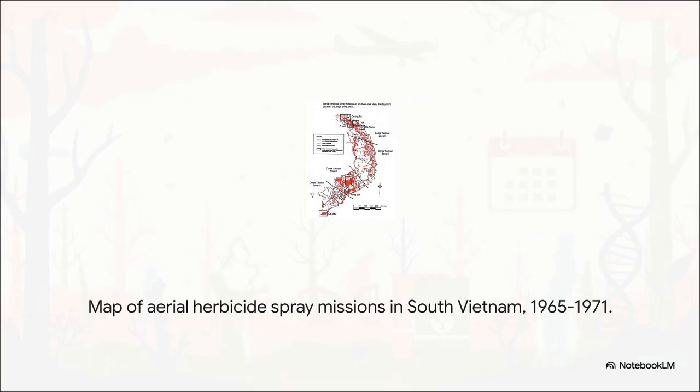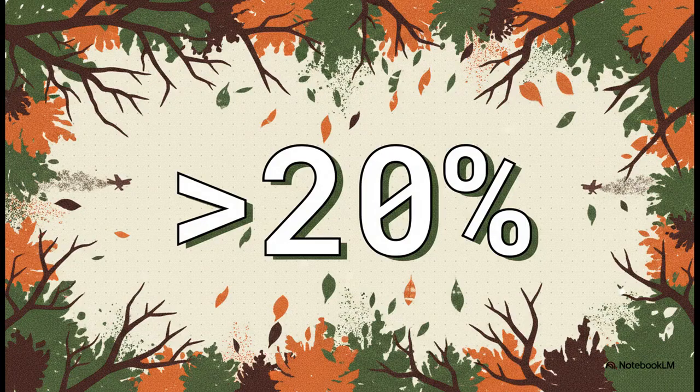And you can see the footprint of those spray missions right here. They were concentrated between '65 and '71, and they left this permanent mark. All those red areas on the map highlight these huge swaths of South Vietnam that were just doused with these chemicals, over and over again from the air. Let this sink in.